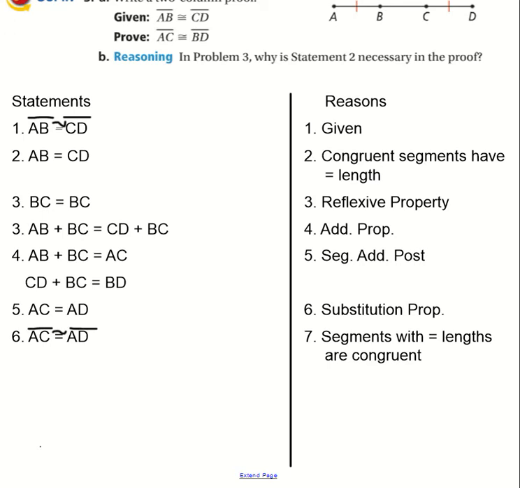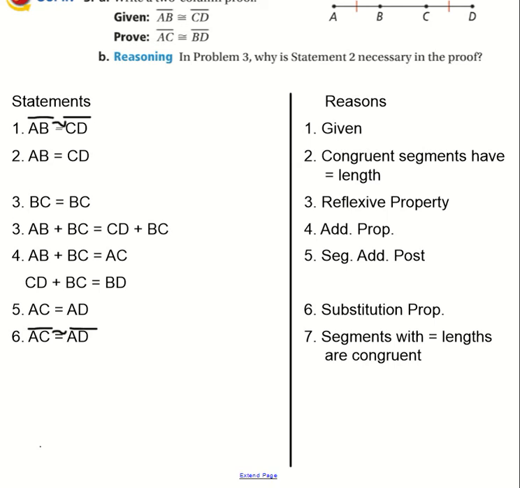Alright, you can take a look at my proof. I took my given statement and I wrote that down for my first step. Then I noticed that, okay, well, congruent segments have equal length, so I can say AB equals CD. Then I can use the reflexive property again to say that BC is the same as BC, which then I can use the additive property to add the BC to AB and CD on opposite sides of the equation.